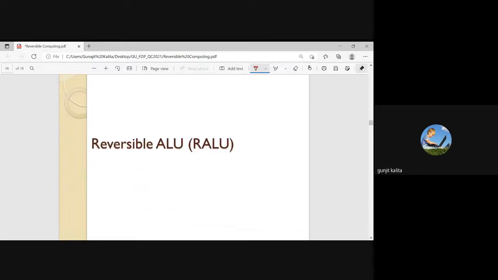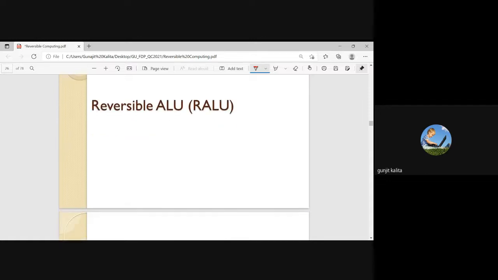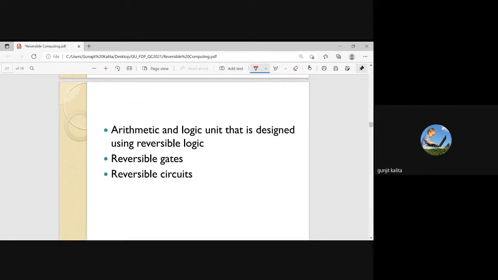Next is your reversible arithmetic and logic. So we understand that in an arithmetic and logic unit, we require an arithmetic circuit. And since it is reversible, that logic must be reversible. We are designing these reversible arithmetic and logic circuits, meaning we require reversible gates, and our circuit also will be reversible.